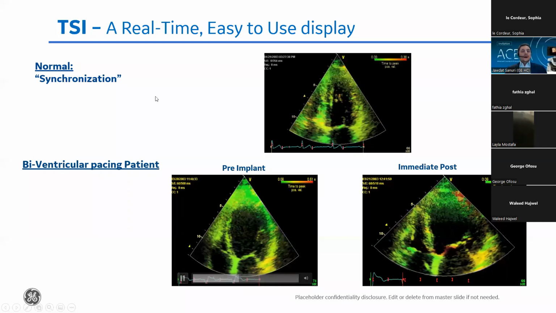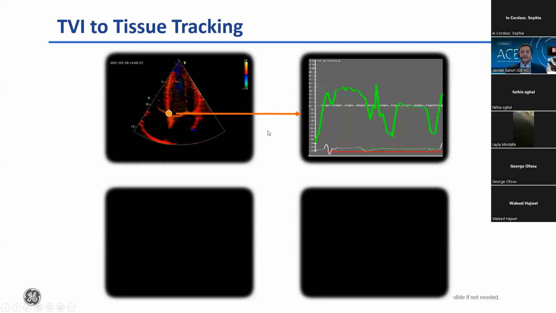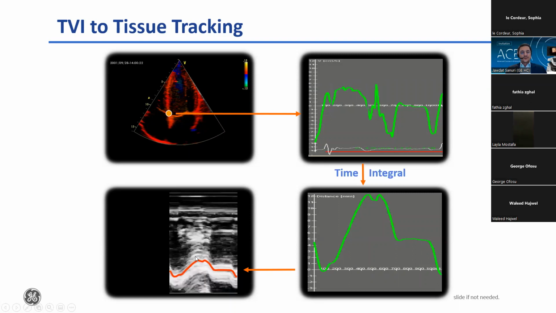Additional information we can also get from TVI is if we do what we call the time integral. We can actually get the displacement, which is the area under the curve. And that gives us information similar to if we are doing, for example, M mode on the annulus. The only difference is that tissue tracking can give us information about displacement everywhere in the myocardium, in each region.